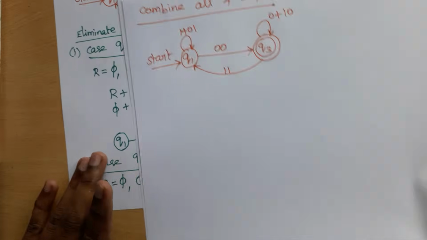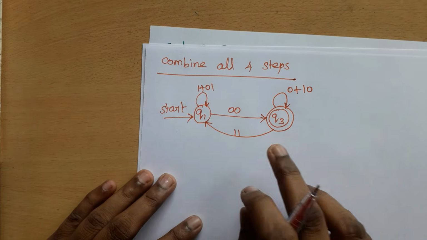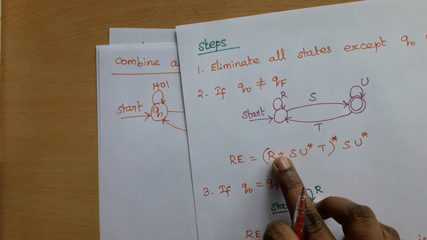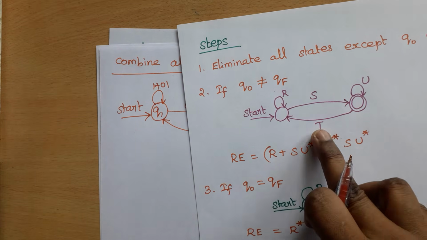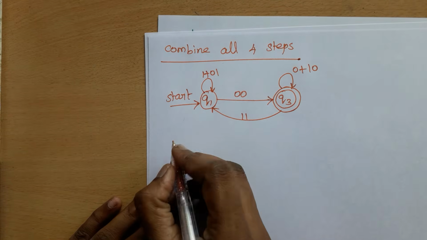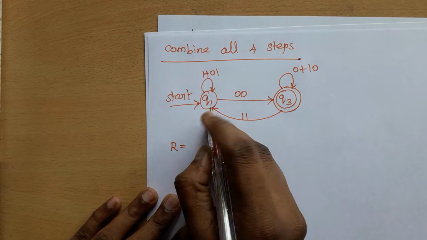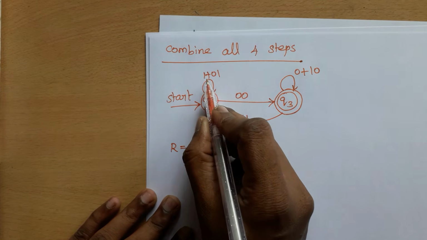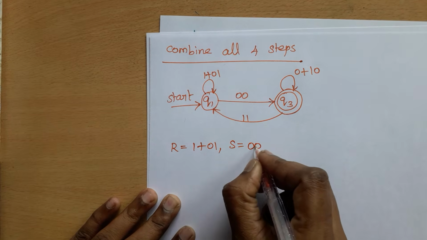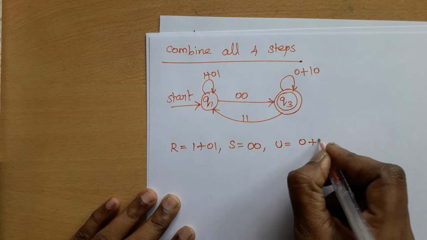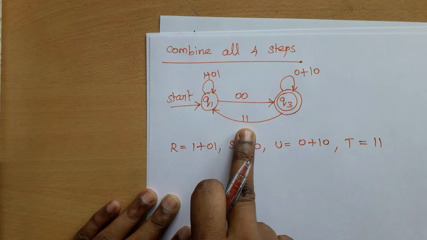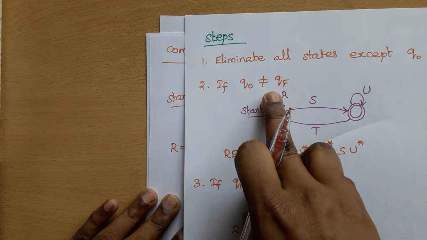So we are left with 2 states. For a 2 state finite automaton, what is the formula for finding the regular expression? R plus S U star T whole to the power star S U star. R means the self transition, this one, 1 plus 0 1, then S is 0 0, U is 0 plus 1 0, T is 1 1. R S U T.